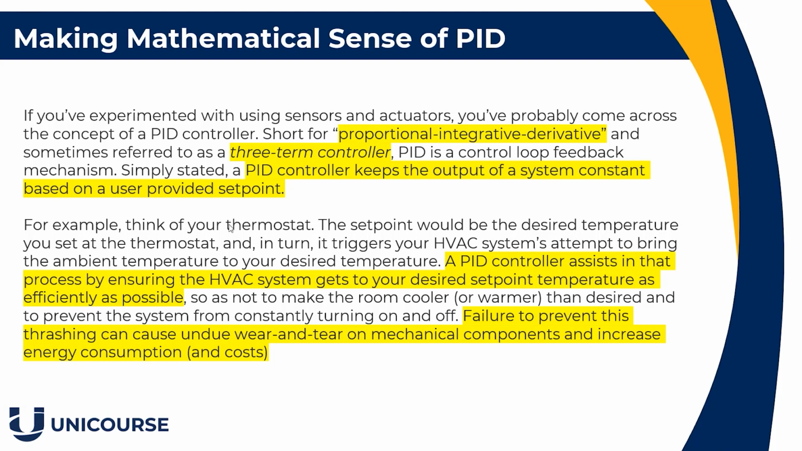Here we go down into the second paragraph, and the PID controller assists in the process by ensuring that the HVAC system, because this is looking at heating, ventilation and air conditioning, gets to a desired set point temperature as efficiently as possible. So it's done quickly so that the system is set at the right temperature. And finally, we want to reduce the failure rate down to zero or to the minimum. This is because of the undue wear and tear of the mechanical components, because they don't work forever.